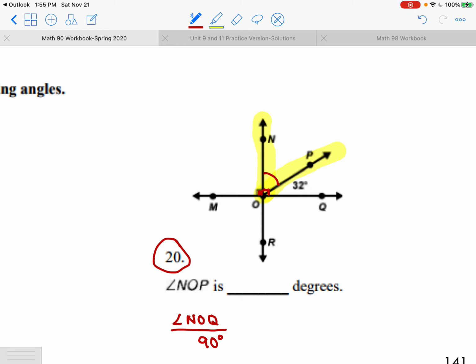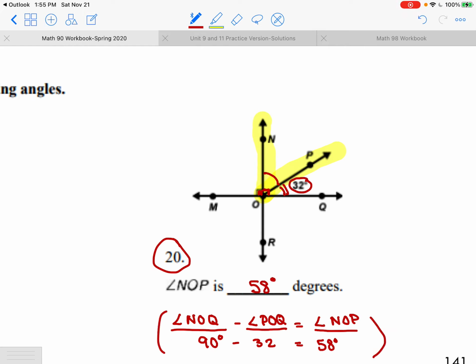If we subtract this piece here, because it gives us the degree measure of that, I'll do the notation up here and fill in the degrees below. That angle is POQ, which is 32 degrees. Subtracting it leaves the angle we're looking for, NOP. So 90 minus 32 gives us our value, 58 degrees. We know that angle NOP is 58 degrees.